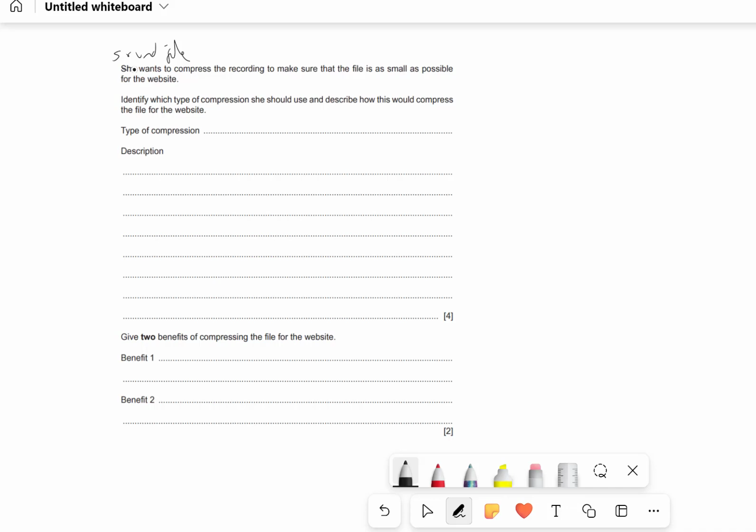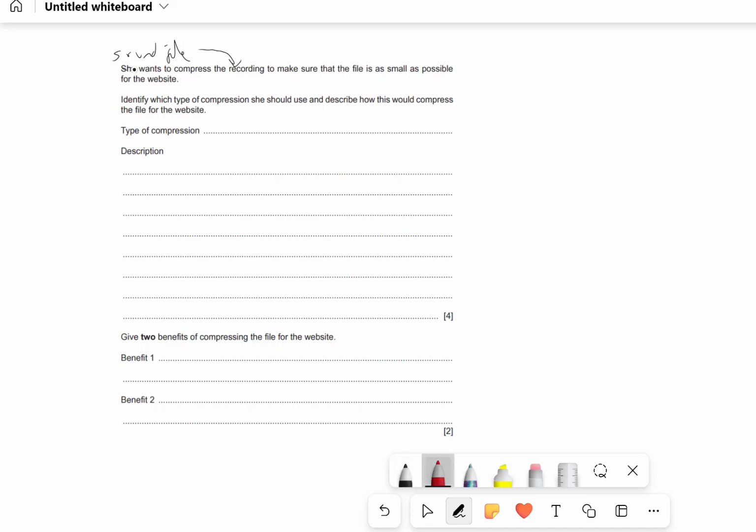Someone wants to compress a sound file recording to make sure it's as small as possible for their website. Identify which type of compression she would use and describe how it would compress a file. Okay, so let's rock and roll.